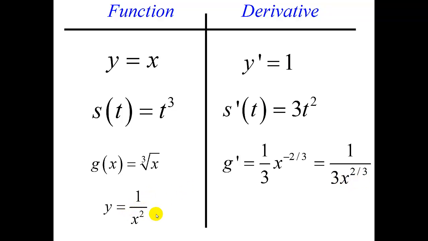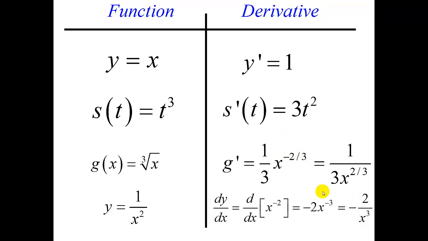y equals 1/x squared. Now we'd want to rewrite that as x to the minus 2. So dy dx is going to be the derivative with respect to x of x to the minus 2. And that's going to be -2 times x to the -2 minus 1. -2x to the minus 3, which also can be written as -2 over x to the third power.